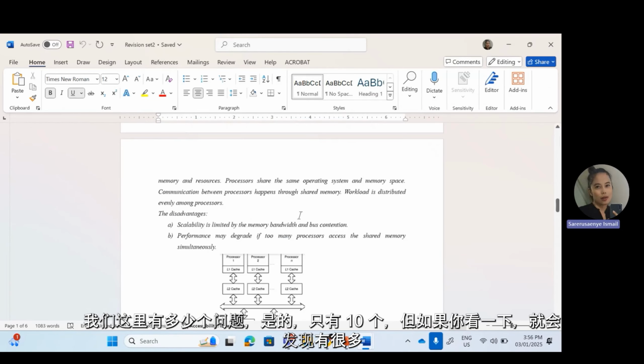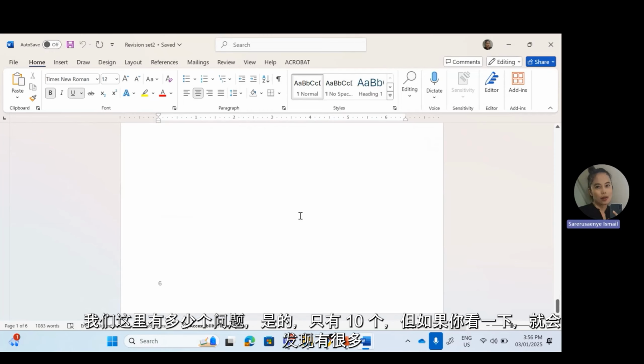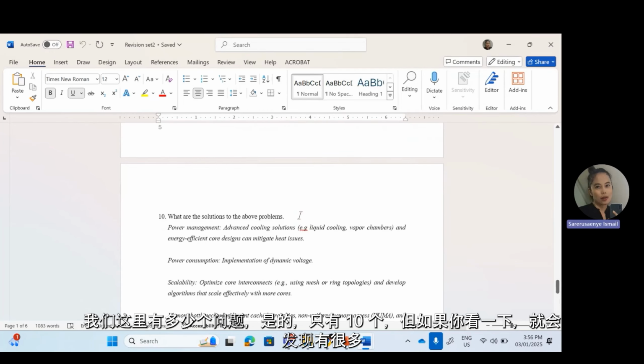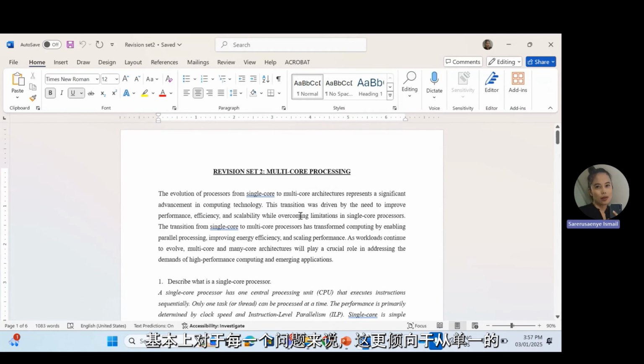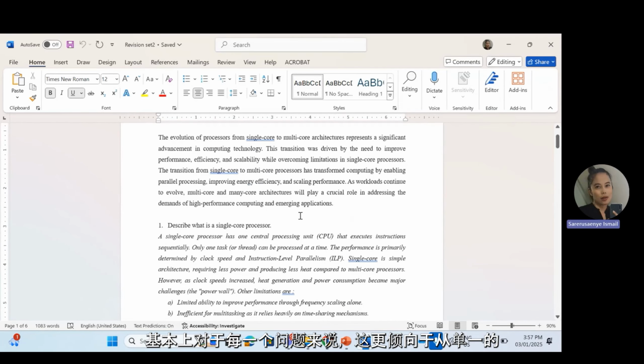And how many questions do we have in here? Only 10, but if you look at them, there is a lot in each question. This is more towards the transition from the single processor to the multi-core processor or multi-processors. But before that, we need to ensure that we understand the terms multi-programming, multi-threads, and also multi-core.